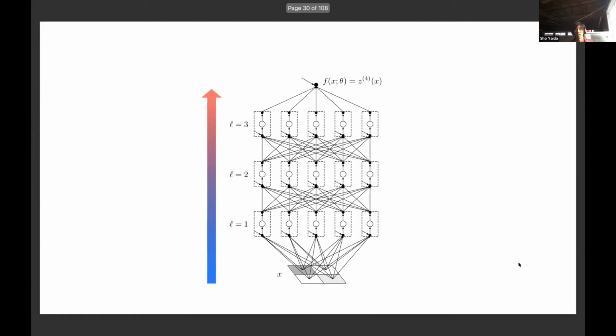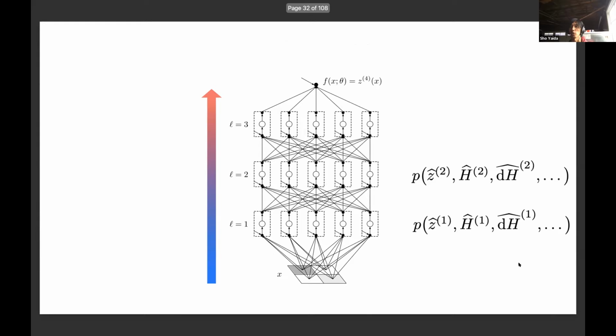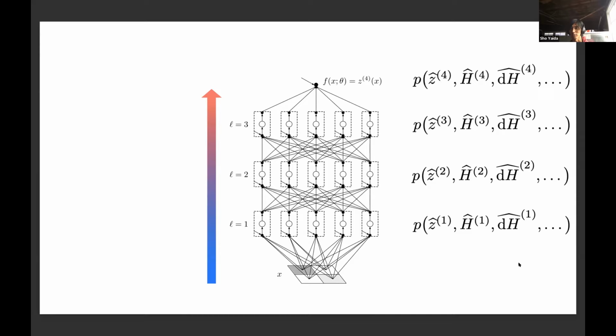So with all those notations, conventions, and concepts set, I'm now going to slowly but surely go from the bottom to the top of the network. I'm going to try to study the distribution of these objects that I introduced, the pre-activations, NDK and the DNDK and so on, in the first layer first. Then I'm going to move on to the second layer distribution, and then recursively go up the ladder to the last layer of the deep network. Okay.